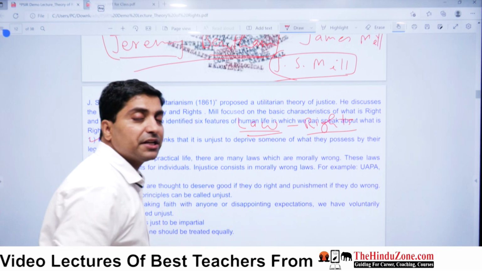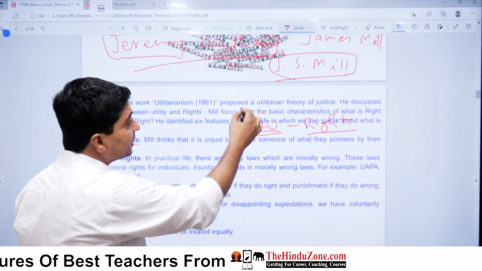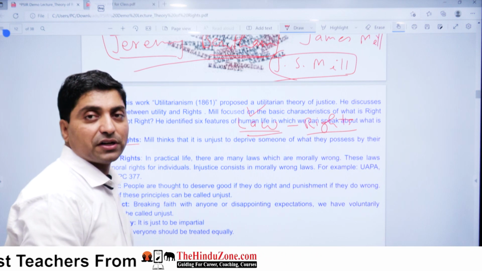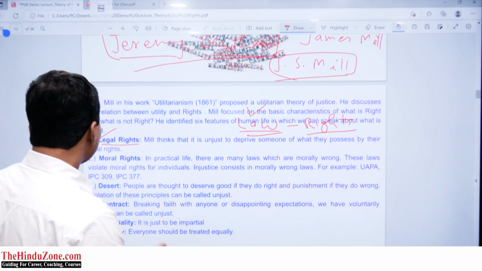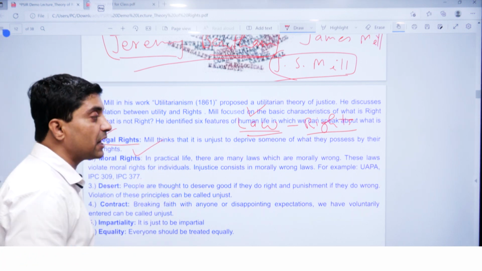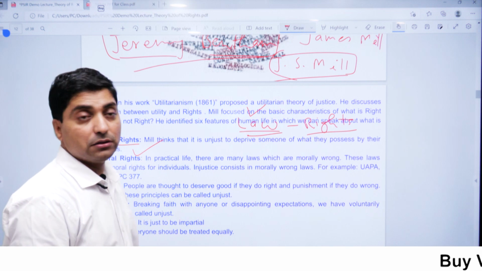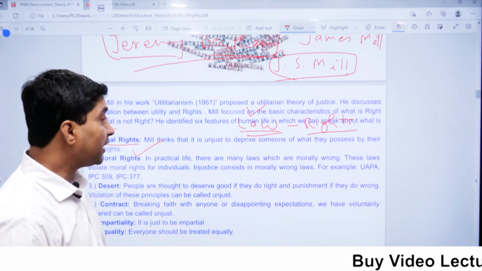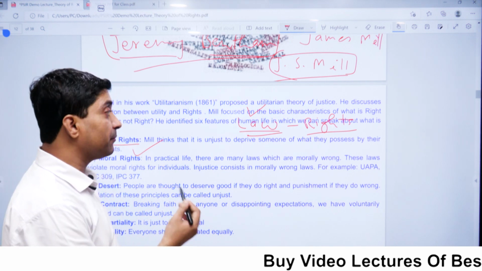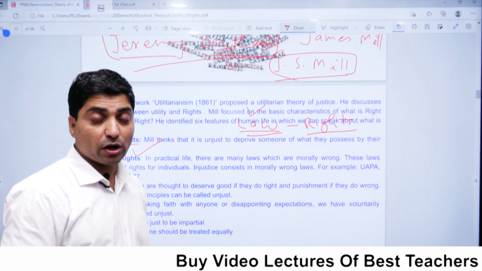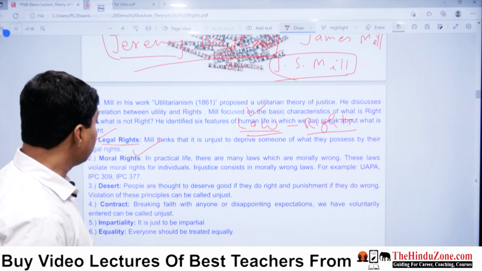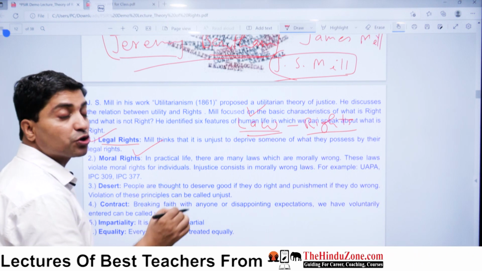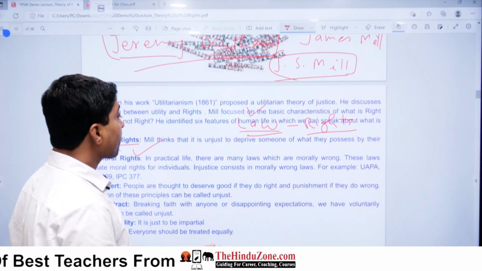Everything provided by rights, every law is rights. For example, right to education, right to information. Then he talks about moral rights. If you see, there are some moral things, but in practice we can see that many laws are not morally correct. Now, if that is not the case, then that should not be applicable.